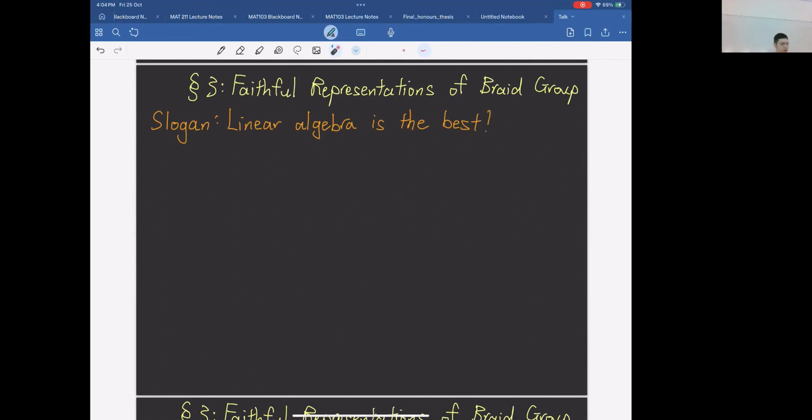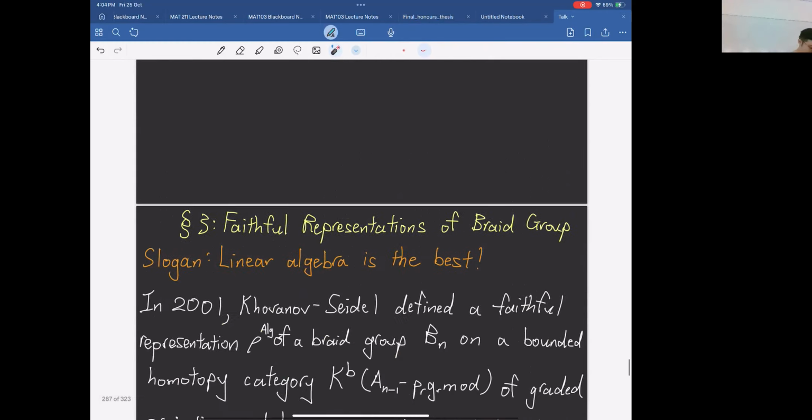We have half an hour more, so let's go to the third section here: faithful representation of the braid group. The slogan here is linear algebra is the best. So better learn your linear algebra well.